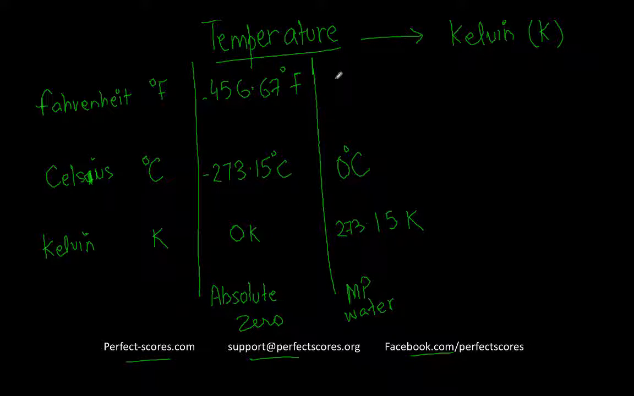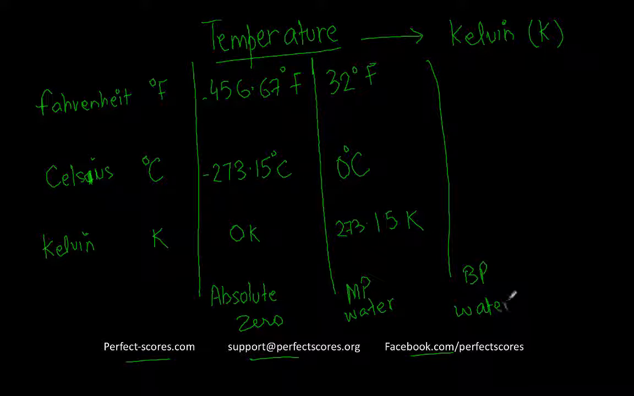Let's go to Fahrenheit first. This is 32 degrees Fahrenheit, the melting point of water or the freezing point. And then the boiling point, where it starts to become vapor or turns into a gaseous form. That boiling point in terms of Kelvin is 373.15 Kelvin. In terms of Celsius, it's 100 degrees Celsius, and in terms of Fahrenheit, it is 212 degrees Fahrenheit.